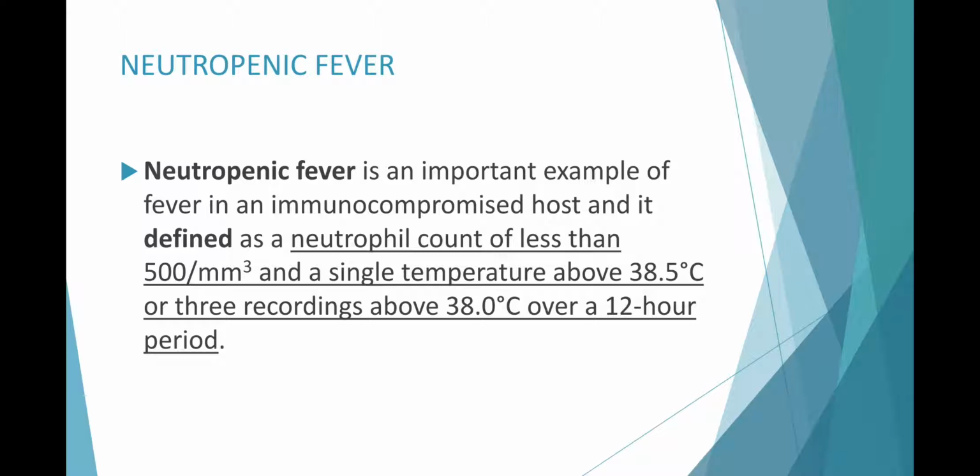Next, we have to know what is neutropenic fever, or sometimes called febrile neutropenia. It's an important example of fever in the immune-compromised host, and it's defined as a neutrophil count of less than 500 cells per cubic millimeter, with a single temperature reading above 38.5 or 3 recordings above 38 over a 12-hour period. Some other references mention it over a 24-hour period, but according to Davidson, it is over a 12-hour period. So we'll stick to our reference, which is Davidson.